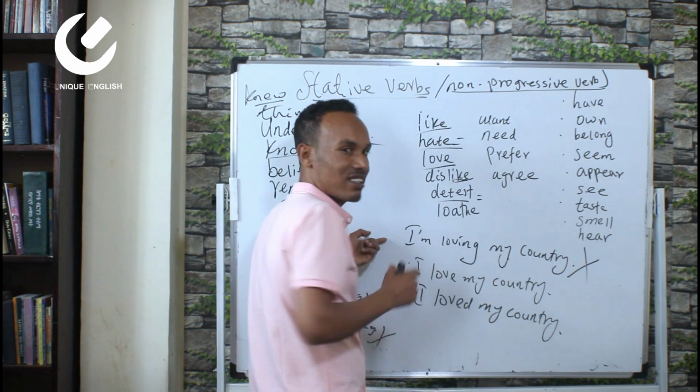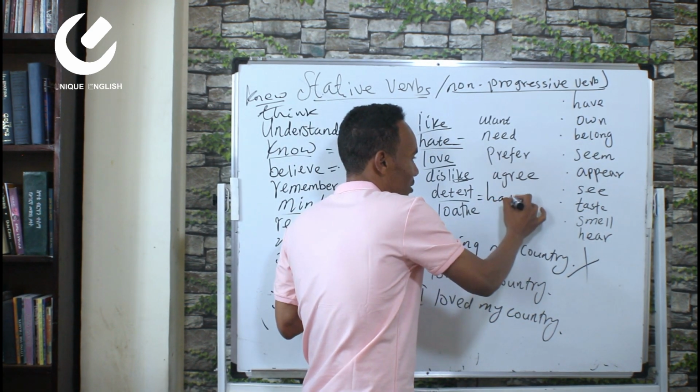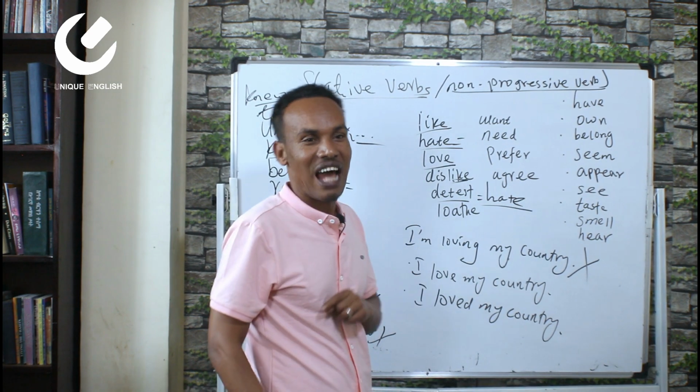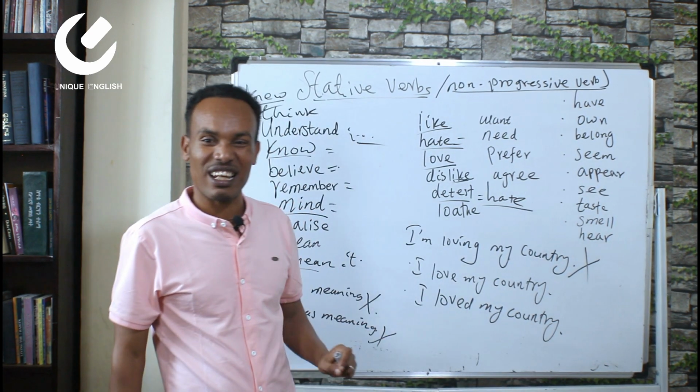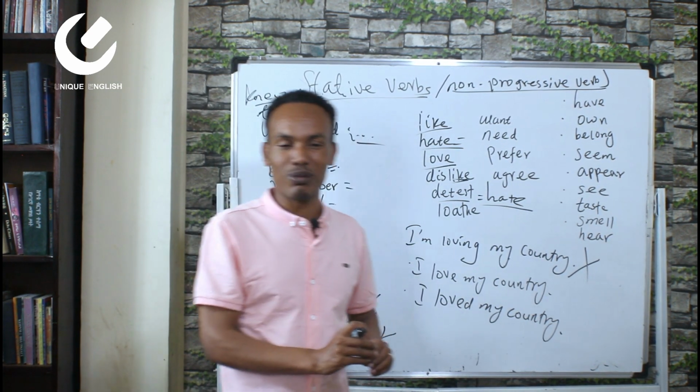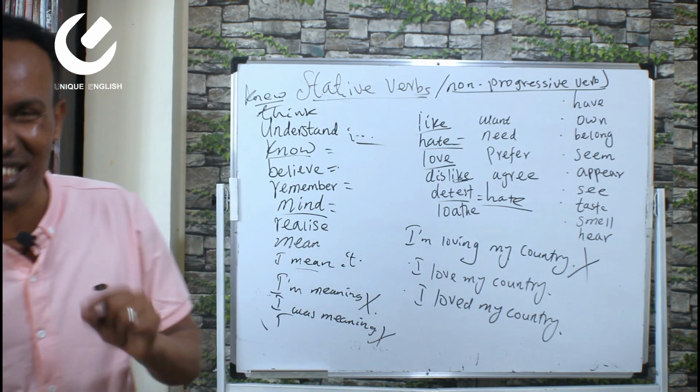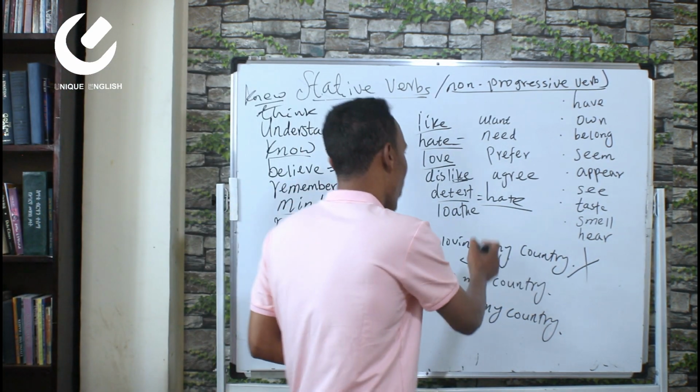Detest, detest. Detest ማለት hate ማለት መጥላት ማለት ነው, right? I detest it. Say I detest it. ያስጠላኛል. I detest it. For example, do you like to have coffee? Oh no, I detest it. All right?